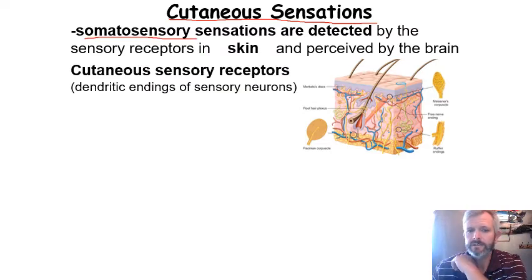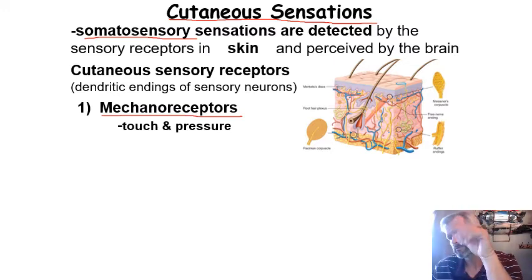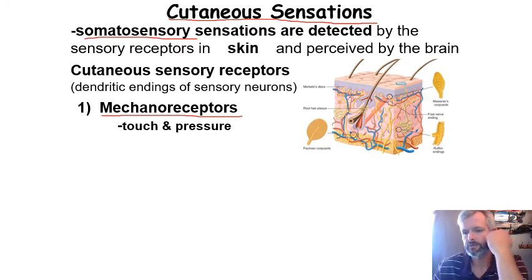But these cutaneous receptors, we have mechanoreceptors, which respond to touch, vibration: our Pacinian corpuscles, Ruffini endings, Meissner corpuscles. These respond to deep pressure, light pressure, vibration, because those stimuli are going to distort the membranes of these receptors to get a response.